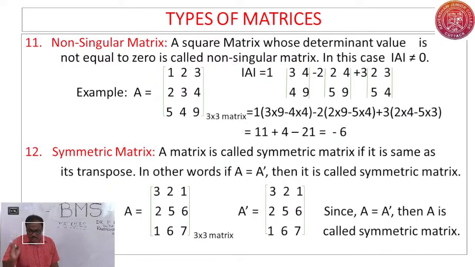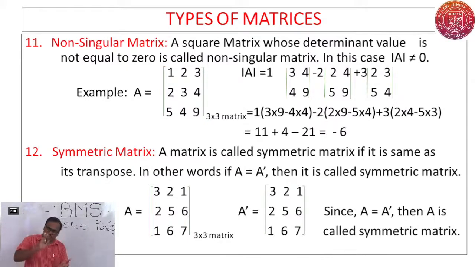Then the second row, 2, 5, 6, is converted into the second column, so this is also 2, 5, 6. And the third row, 1, 6, 7, is converted into the third column, also 1, 6, 7. So note these two matrices, A and A dash. You find out both are the same.